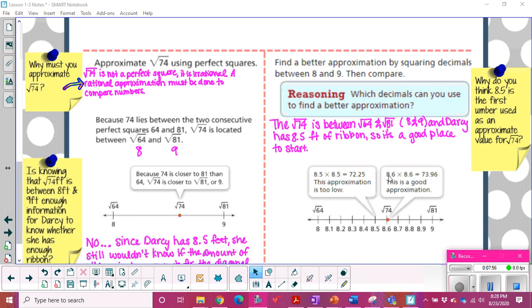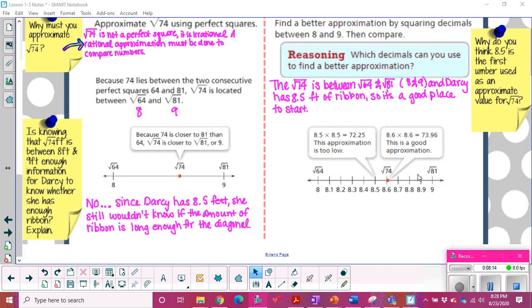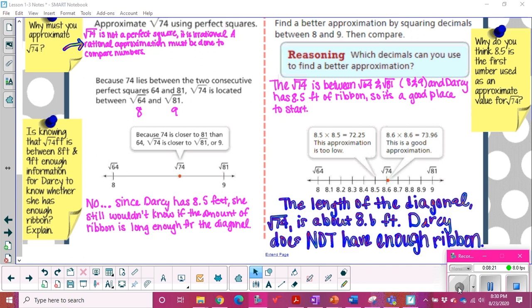Let's do 8.6. Let's go up. 8.6 times 8.6 is 73.96. So that's much closer to 74 that we're going to go with that. We're going to approximate that the length of the square root of 74 is 8.6 feet. So does this mean that Darcy does or does not have enough ribbon? She does not have enough ribbon. Okay, let's look at the next example.